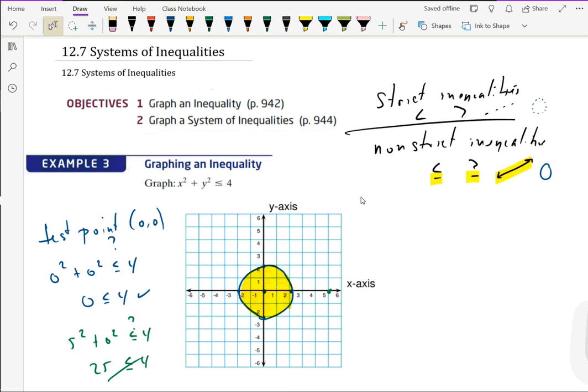So that wraps up chapter 12, section 7. Really short section as far as the ideas involved. We just have to graph our items, choose some test points, and make sure we're careful about the dotted or the solid lines. That's the thing to be careful about. Other than that, there's not a whole lot to this particular section because we're doing our graphing.